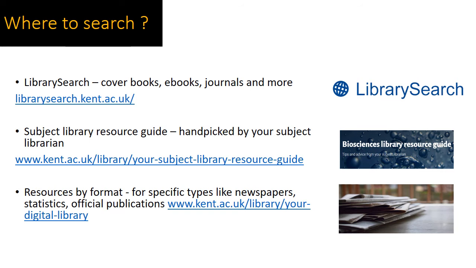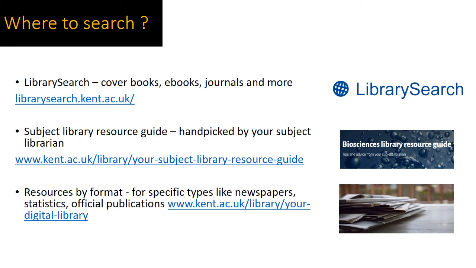So a key part of your search strategy is deciding where you're going to conduct your searching. So we've used Scopus as an example, which is a database which indexes journal articles. You might want to use this, but there are other starting points for you to look at. So the first is library search, which is our library catalogue. So that includes books and ebooks, but also many journal articles and much more.